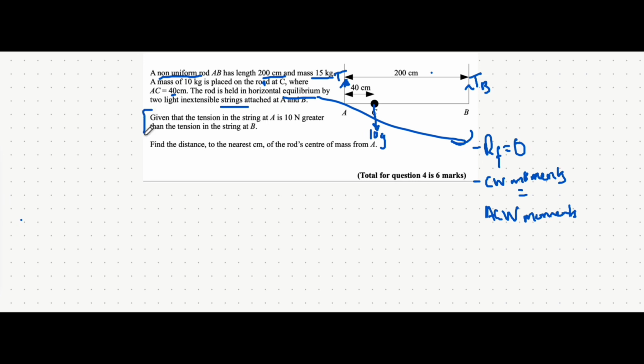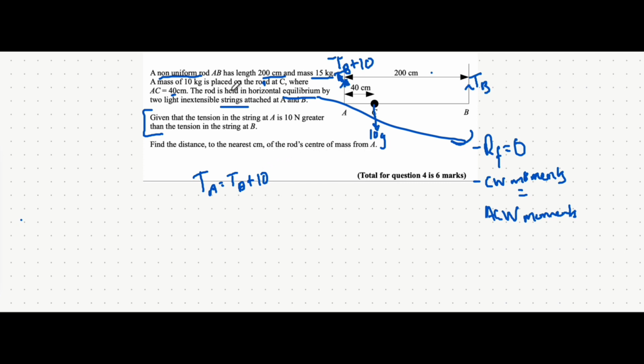Oh, and actually, it tells you here that they're not equal in value. It says given the tension at A is 10 greater than the tension at B. So that means that the tension at A is 10 more than the tension at B. So straight off the bat, we can replace the tension at A with tension at B plus 10. And it tells you to find the distance to the nearest centimeter of the rod's center of mass from A.